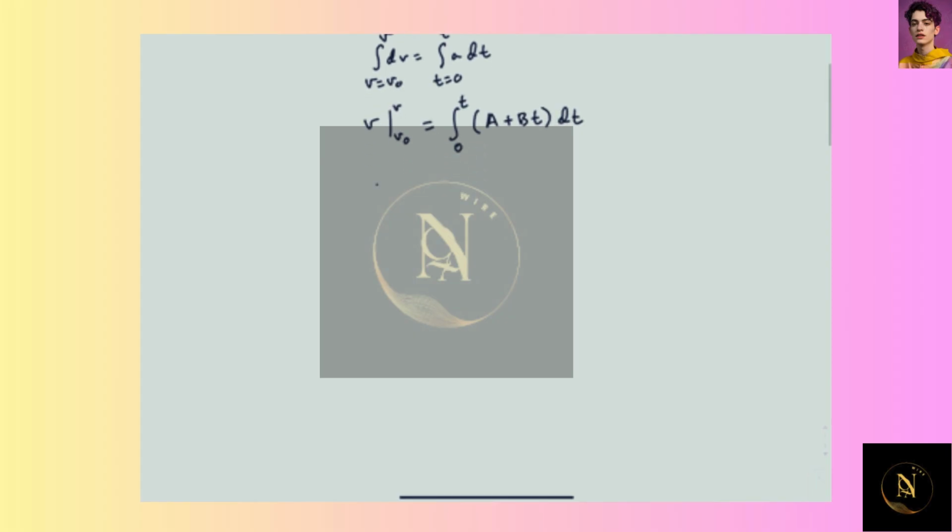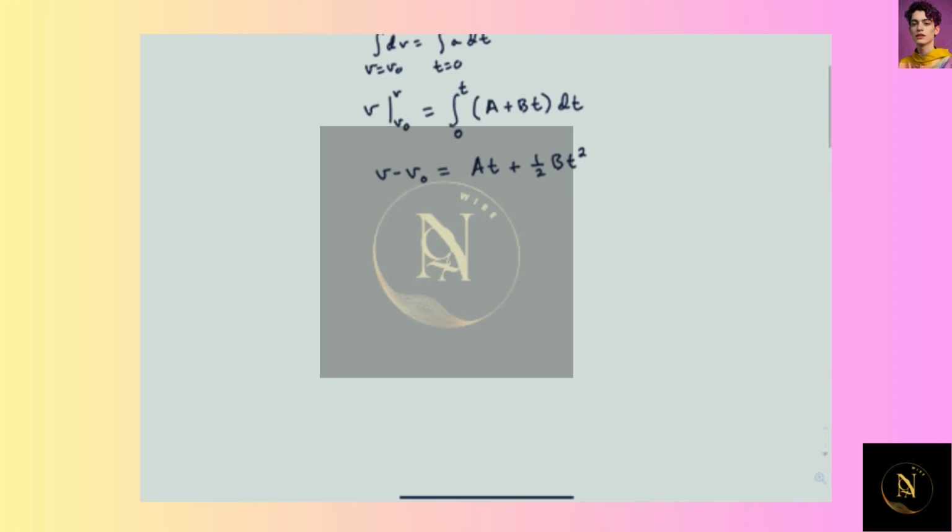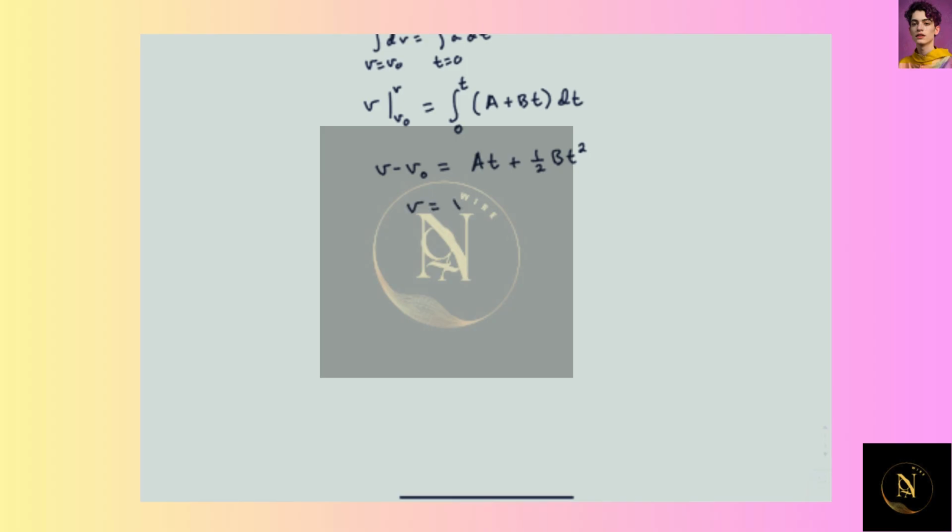So the left side just comes out to v minus v0. And the right side comes out to at plus 1/2 bt squared. And now I can find an expression for the velocity. It's going to be v0 plus at plus 1/2 bt squared.